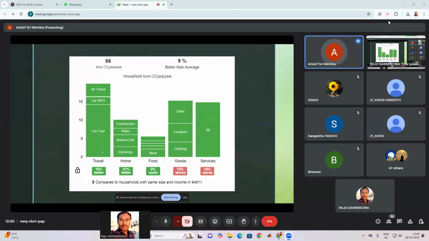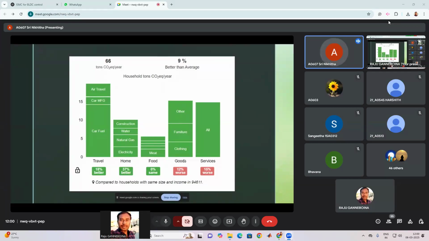And the second one is home. This includes electricity, natural gas, water, and the construction phase. And this is 37% better than other households. The next one includes food, goods, and services, which are also compared with the other household categories.